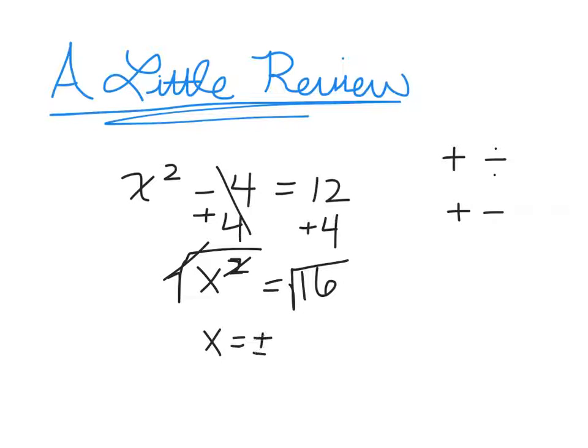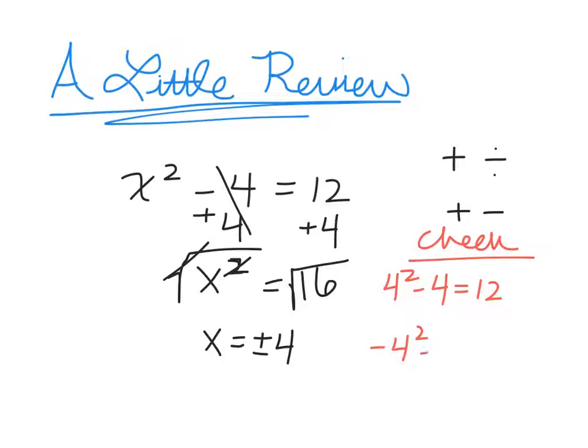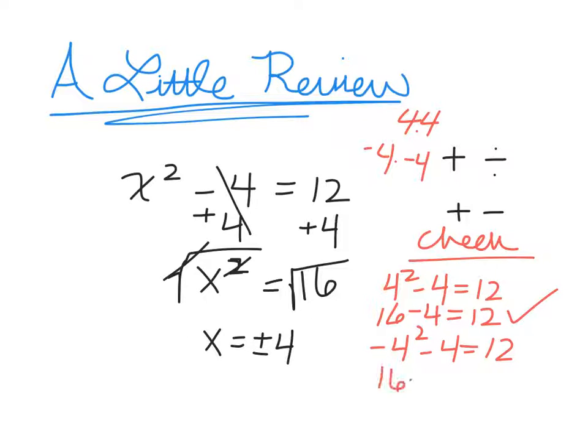And the one kind of weird thing is that we got to do plus or minus. And if you check your answer, here's why. If you put into the beginning problem either answer, it ends up being true because when you square a number, that means to multiply it times itself. So this is 16 minus 4, which is indeed 12. And then negative 4 times negative 4 would still be 16 minus 4.